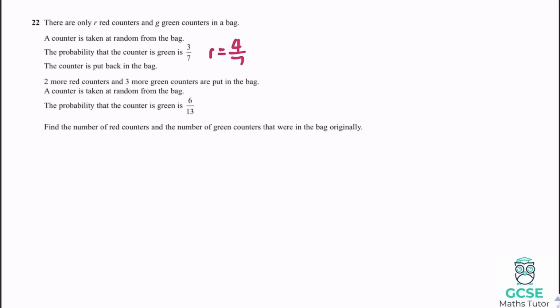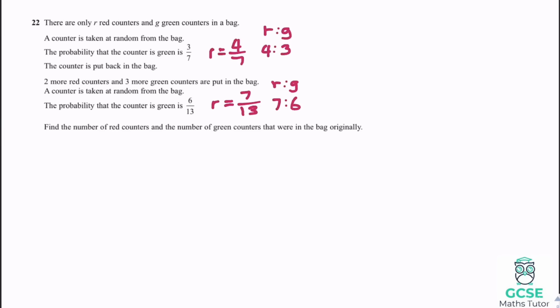It says the counter is put back in the bag, and then 2 more red counters, 3 more green counters are put in the bag after one was taken, and now the probability that the counter's green is 6/13. Now again, that means the probability that it's red after these counters are put in the bag is going to be 7/13. So we've got these equivalent ratios that we can start to write. If I keep it as red to green, because it says find the red counters to the number of green counters, initially the ratio of red to green was 4 to 3, and then the ratio of red to green became 7 to 6.